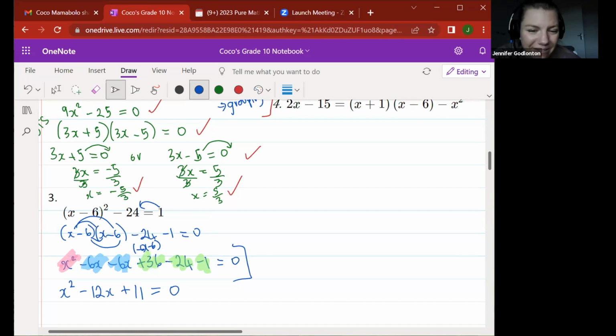And then once you have it in the standard form over here, now all you need to do is do your trinomial. And that should feel a little bit easier now.